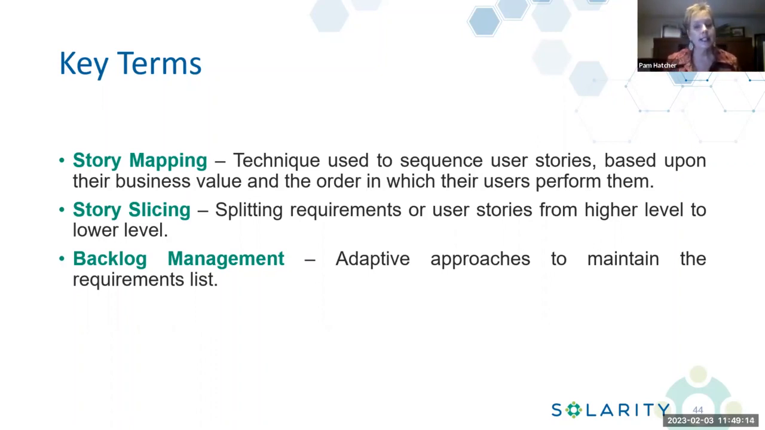Story slicing is a technique that's used to split requirements or user stories from the higher to the lower levels. This could be some of the prioritization to help with that. And then backlog management are requirements that can't be implemented, maintained in a requirements repository for future consideration.